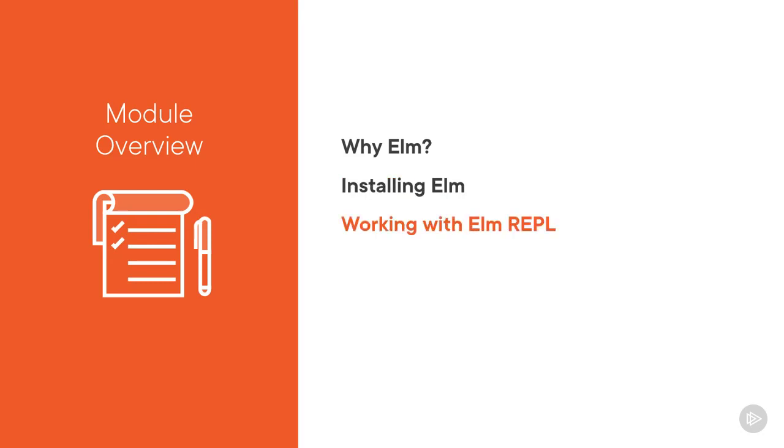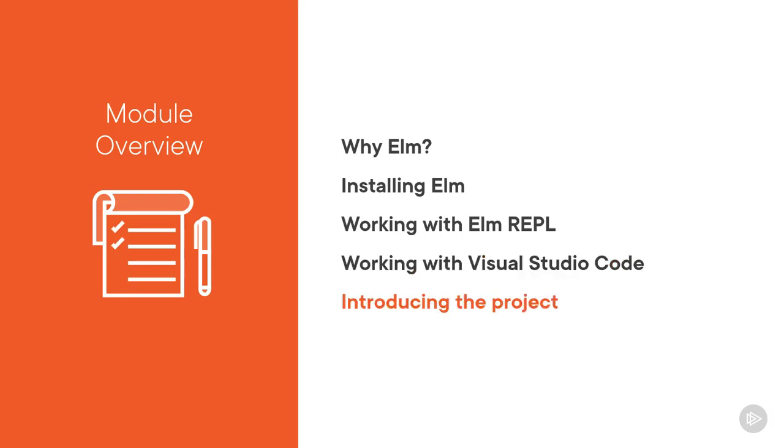The third clip is about using the Elm command line, or the so-called REPL, to write some super basic code. Visual Studio Code has a special plugin for Elm, which makes your life easier, so let's see it in action. The final clip introduces a relatable and practical project for source code examples throughout this course.